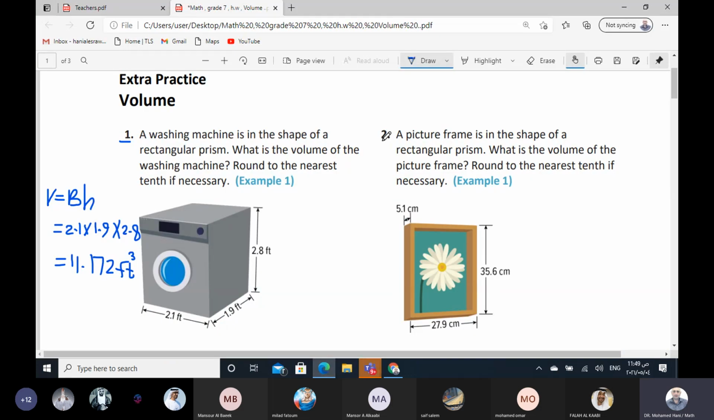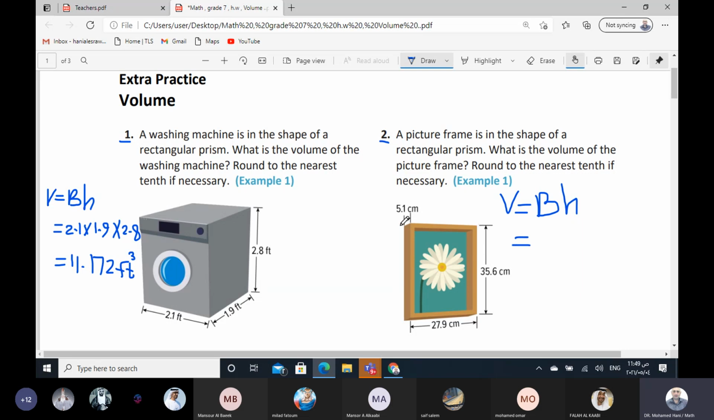Okay, who can read exercise number 2, please? Me. Okay, start, please. A picture frame is the shape of a rectangular prism. What is the volume of the picture frame? Round to the nearest tenth if necessary. As you see here, you have a rectangular prism. So we use the same formula to find the volume. V equal the area of the base times the height of the prism.